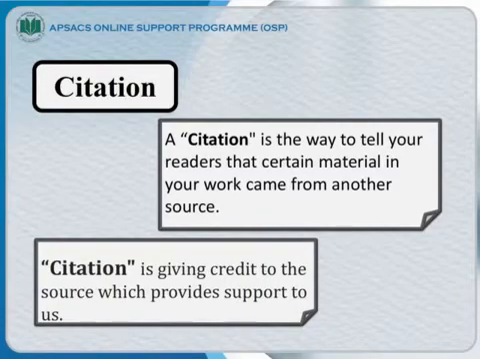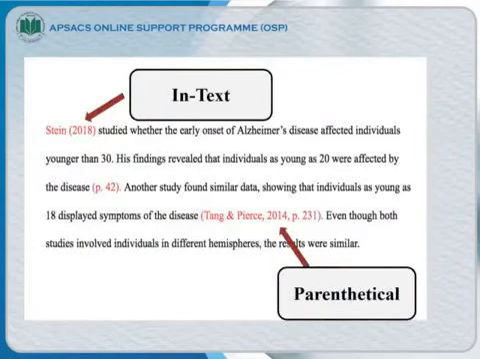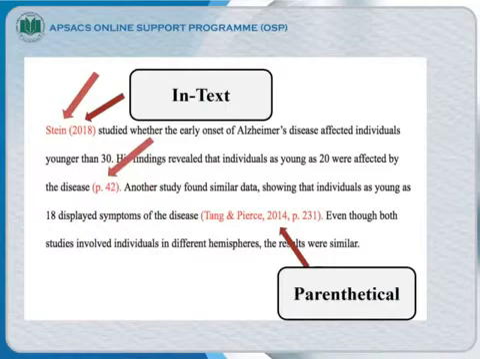It means that you are going to acknowledge the source of information in the body of the paper by mentioning the author's name. You can cite your sources in different ways. So here we can see the difference between in-text citation and parenthetical citation. In in-text citation, the author's name is at the start of the sentence and the page number is at the end of the sentence. Whereas in parenthetical citation, the author's name and page number are in parentheses at the end of the sentence.